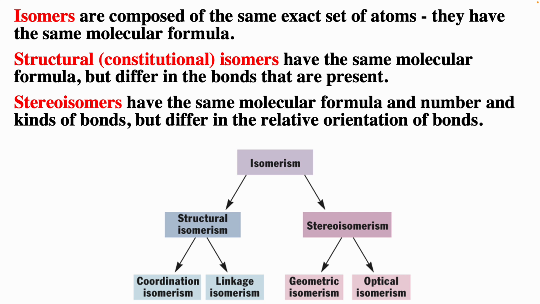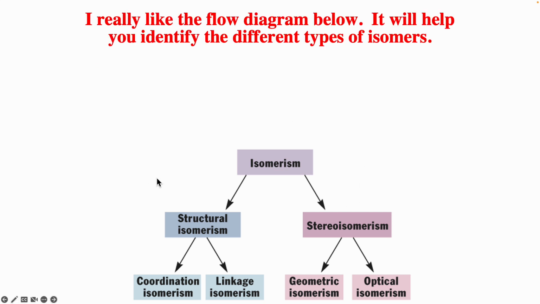And so isomers in general are composed of the same exact set of atoms. They have the same molecular formula, but something else is different. So for instance, for structural, also called constitutional isomers, they have exactly the same set of atoms, but have different types of bonds. Stereoisomers have the same sets of atoms, same types of bonds, but different relative orientations of the bonds. Now I think this flow diagram is really helpful in determining the different types of isomerisms.